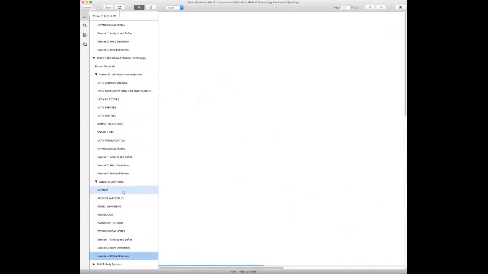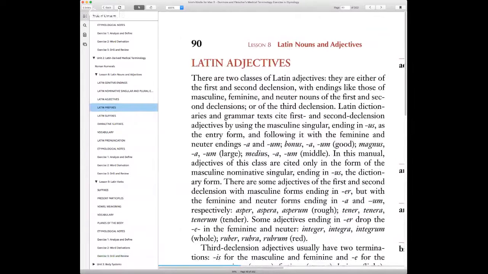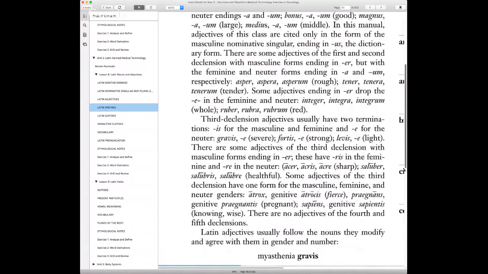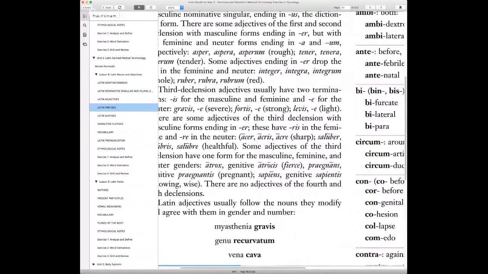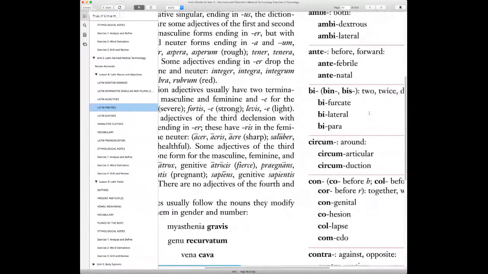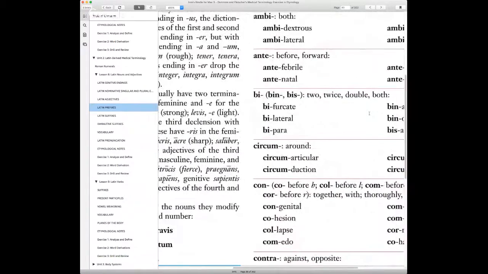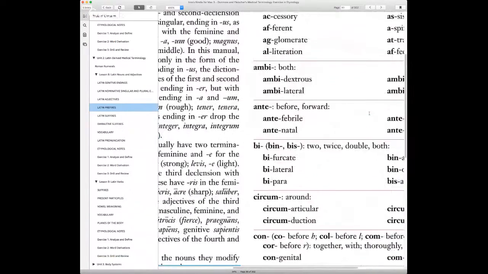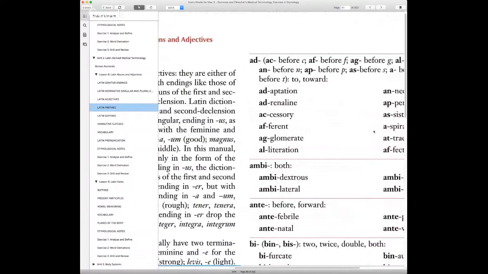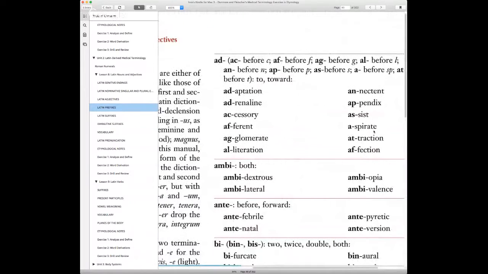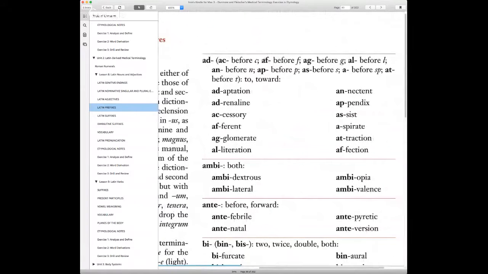There is also a preposition meaning towards. That preposition is ad, A-D. So it's very similar to the one meaning away from. And it also has a number of other alternate forms, which I advise you strongly to write down on a flashcard if you're making flashcards.